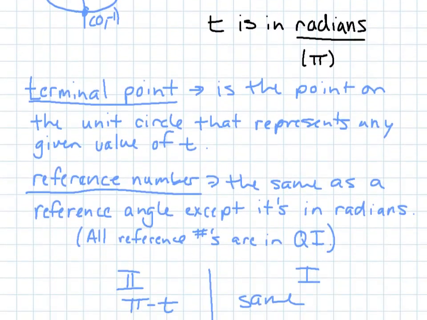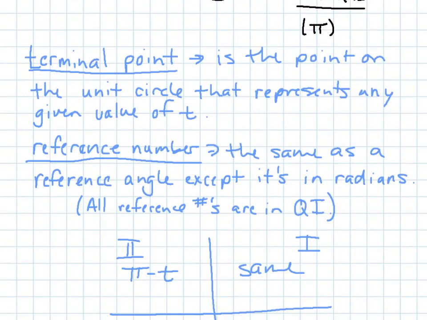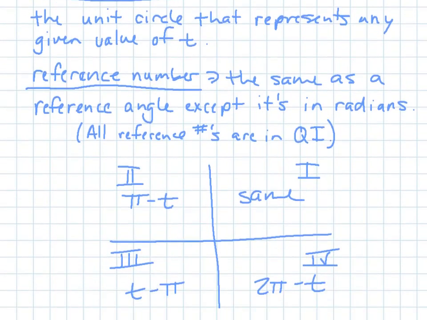The next vocab word is reference number. This is the same as a reference angle, except it's in radians. They use a number instead of an angle, because a t value is more so a number than an angle. And remember, all reference numbers are in the first quadrant. So anytime we find something, we'll find it between 0 and pi over 2, or 0 and 90 degrees, which it used to be in.